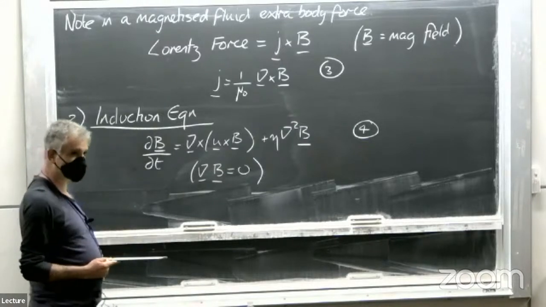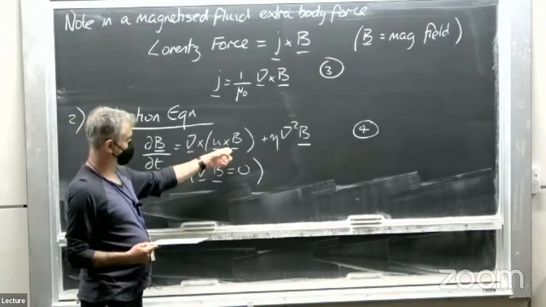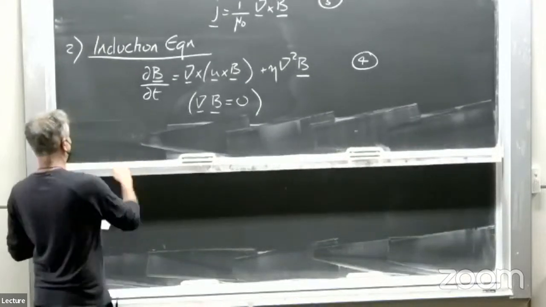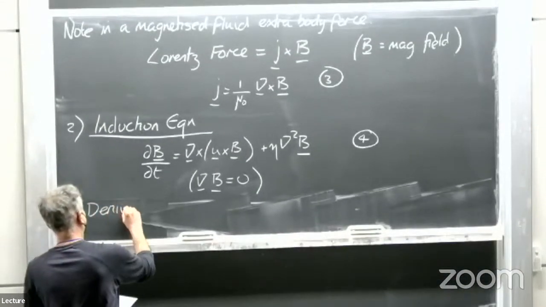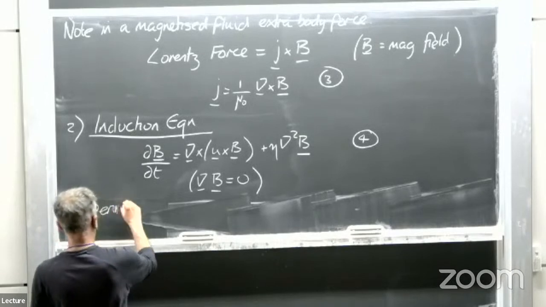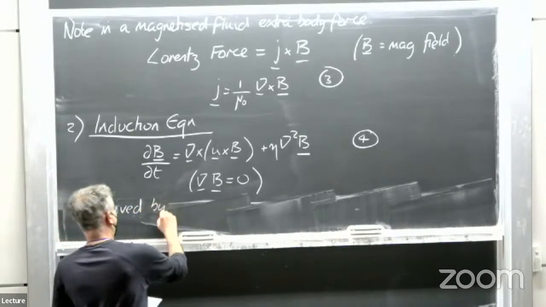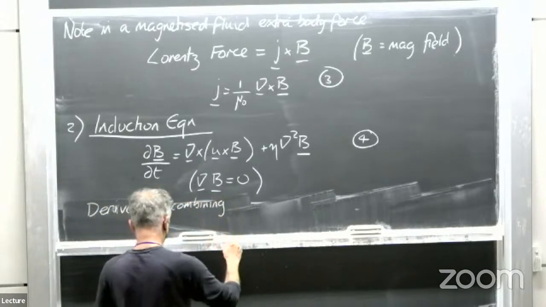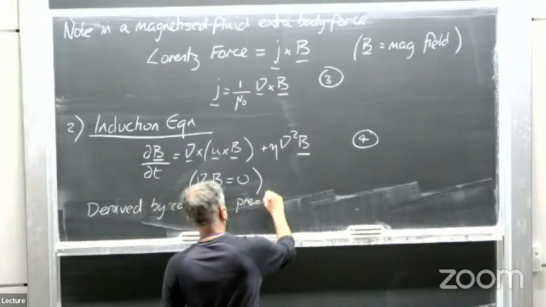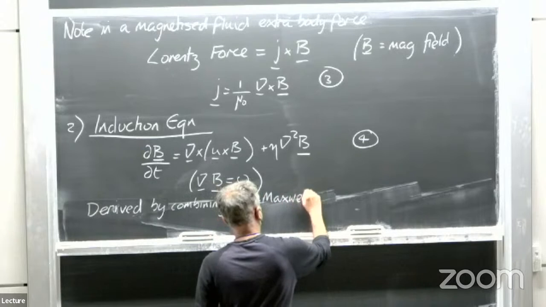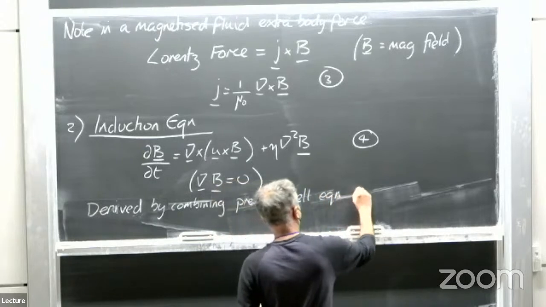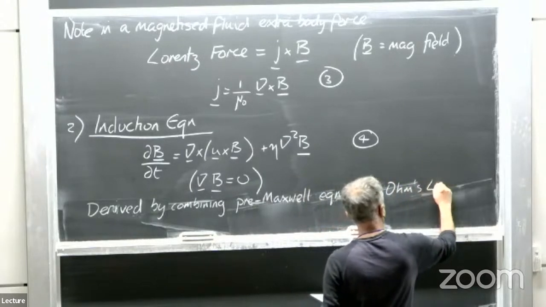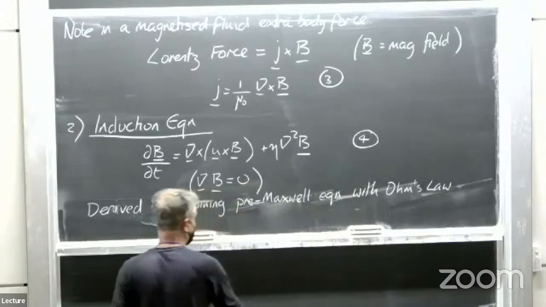So I've put in a few exercises. You can do that for yourself. You just do this by expanding the curl. And this is derived by combining the pre-Maxwell equations. So we're going to get rid of the displacement currents, with Ohm's law for a moving conductor. The simplest Ohm's law you can get in MHD.